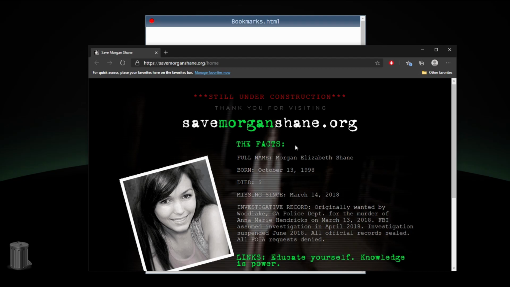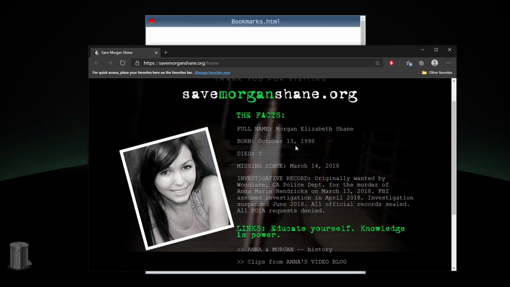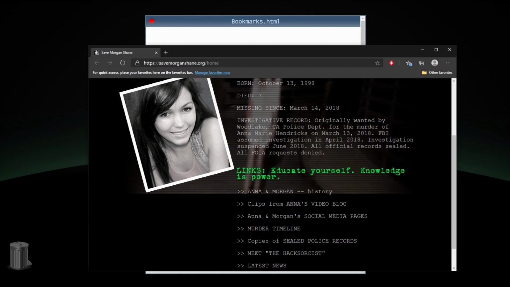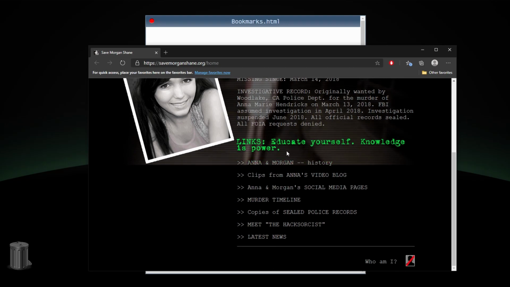So this is the Save Morgan Shane website that he was talking about. Born October 13th, 1998. Missing since March 14th, 2018. Originally wanted by Woodlake, California Police Department for murder of Anna Marie Hendricks on March 13th, 2018. FBI assumed investigation in April 2018. Investigation suspended June 2018. All official records sealed. All FOIA requests denied. Links: educate yourself, knowledge is power. Anna Morgan history. Clips from Anna's blog. Sealed. Meet the Haxorcist. Wait a minute.